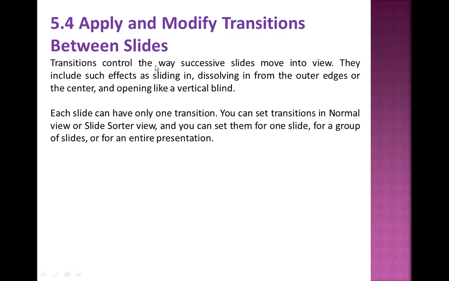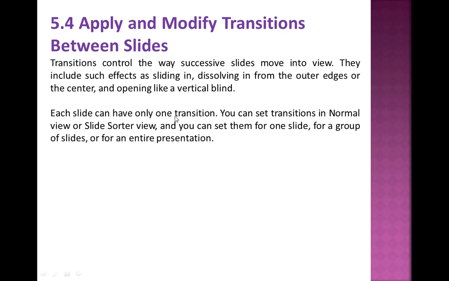This says transitions control the way successive slides move into the view. They include such effects as sliding in, dissolving in from the outer edges or the center, and opening like a vertical blind. It means you can apply different transitions that control the way the successive slides move into the view.